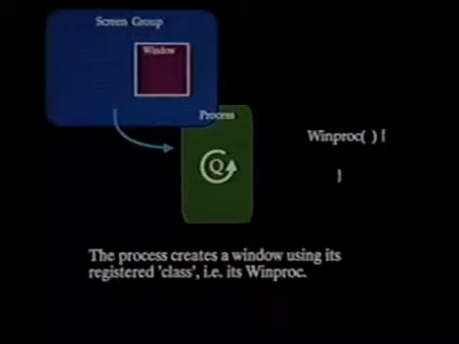On the screen now, you see a screen group again, and a process, and a thread of control with the queue. We've registered a window proc, and now, once we've registered the window using its class and its WinProc, we can actually create the window, and that is what is meant by the little rectangle you see on the screen. So once all these things have been done, you can actually create a window.